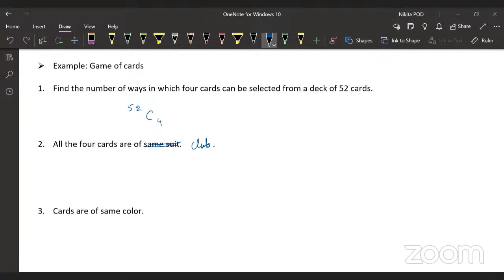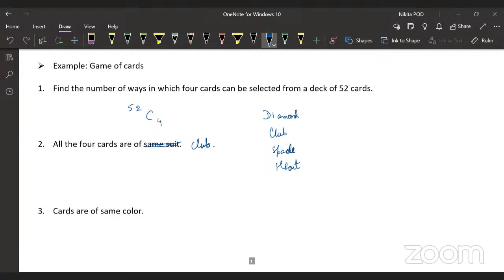Total 52. Diamond 13, club, spade and heart.